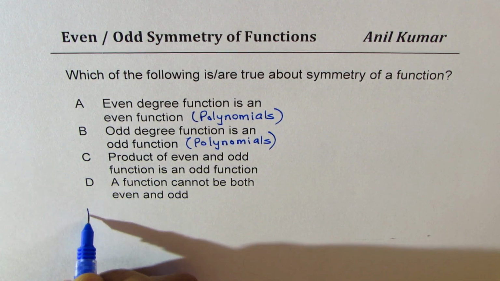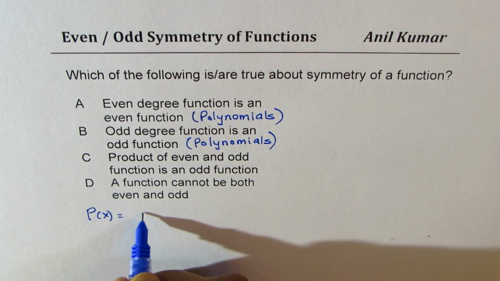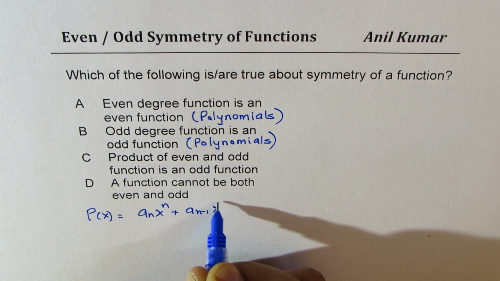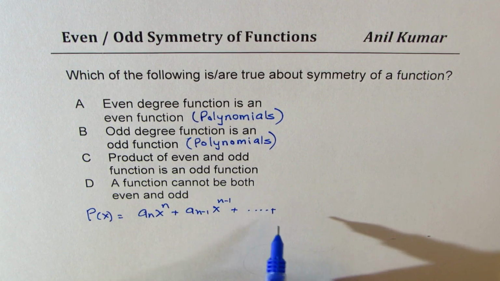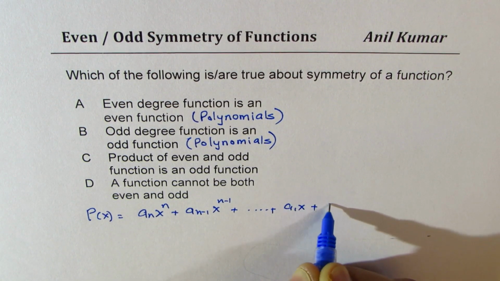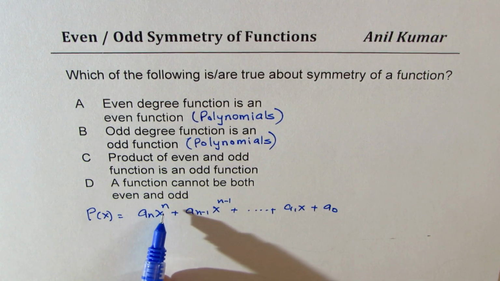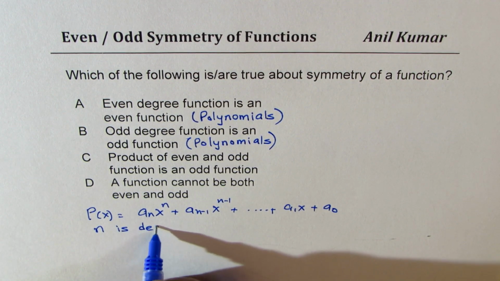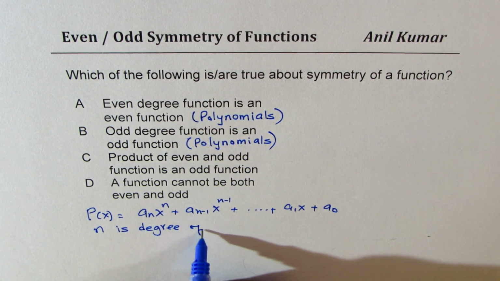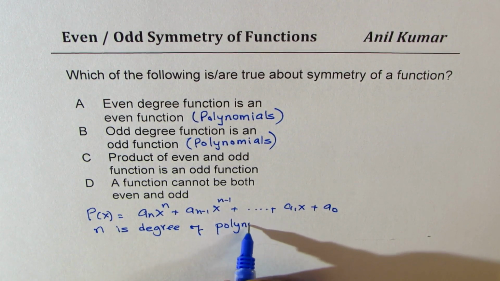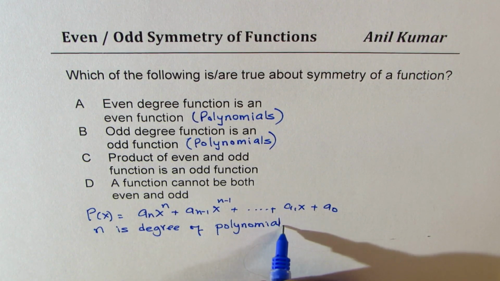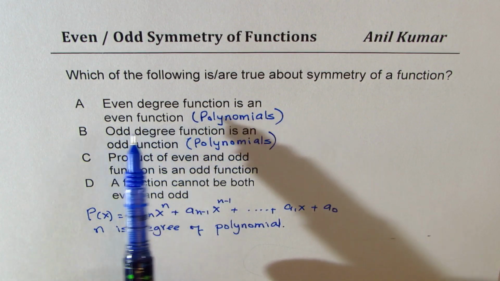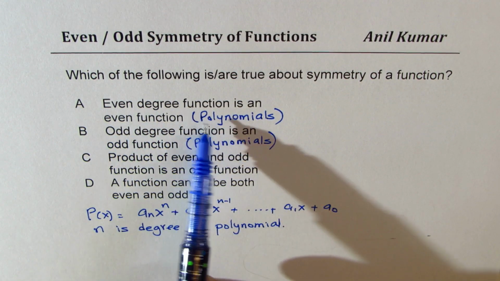So in general, a polynomial can be written as a_n x to the power of n plus a_(n-1) x to the power of n minus 1 and so on, like a_1 x plus a_0. So n is the degree of polynomial, right? So in this case, n is the degree of polynomial. So in general, when we say even degree function is an even function, we are referring to polynomials.